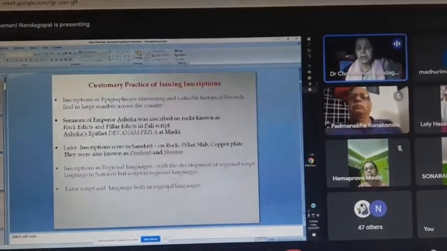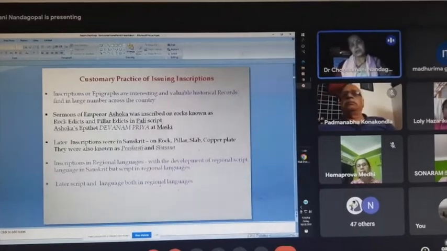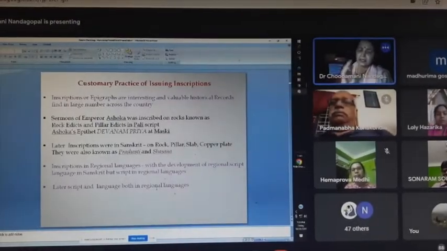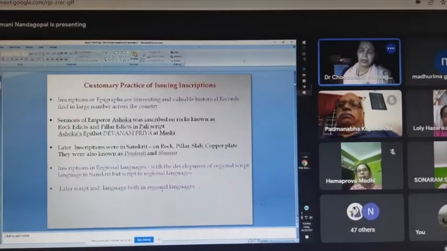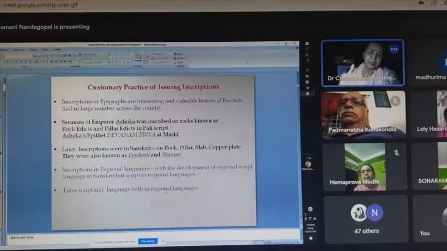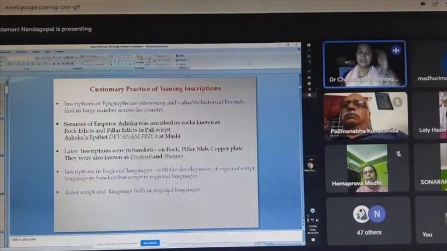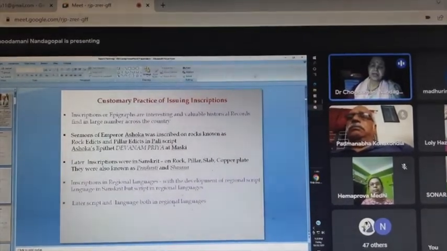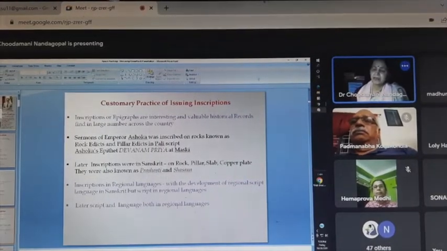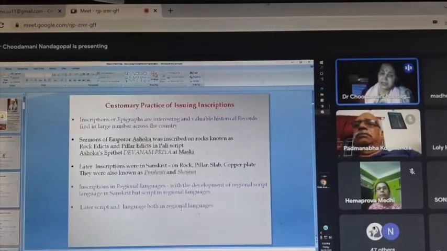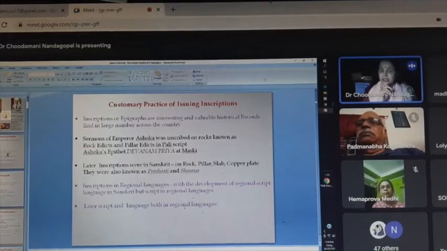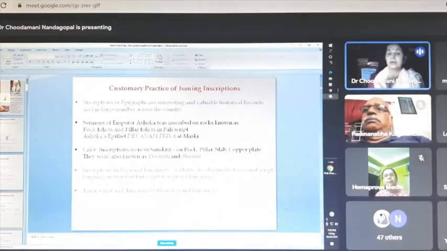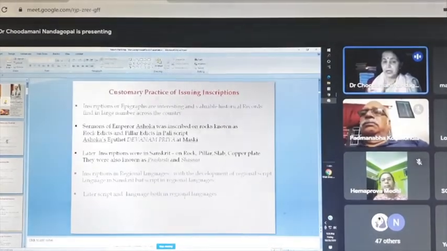So, the customary practice of issuing inscriptions. We have seen the religious texts, the other texts, and the Kavya literature. Apart from that, the third one is the inscriptions. Inscriptions or epigraphs are interesting, and they are not only interesting, they are valuable historical records. Can you count how many epigraphs you have in India?